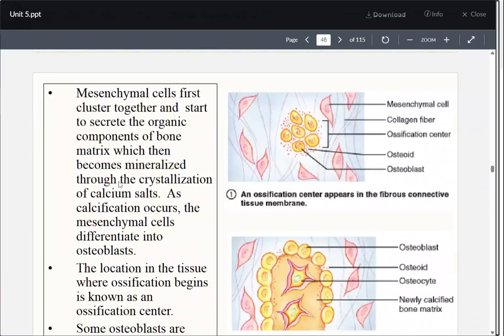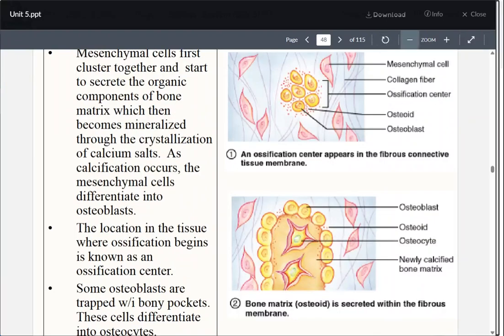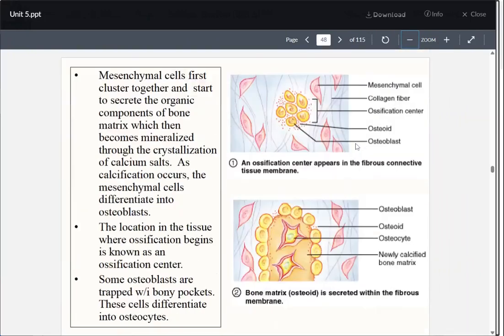So this is the process by which we're going to go from, let me fix my slides, there we go. We're going to go from this collagen cartilage pre-bone to actual bone. So first of all, the cells within this membrane are going to cluster. They're going to secrete these same organic compounds that we're going to find in our bone matrix, in all of our bones, so the calcium, phosphorus, collagen fiber complex. This is going to become mineralized to form crystal, calcium salts.